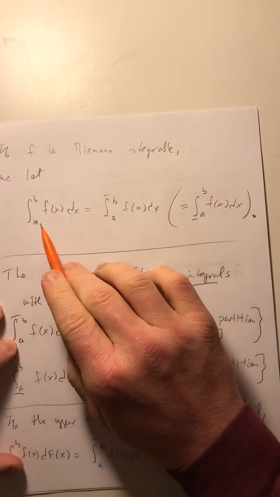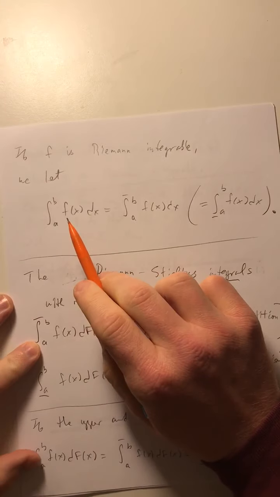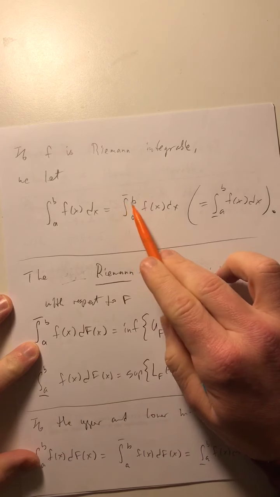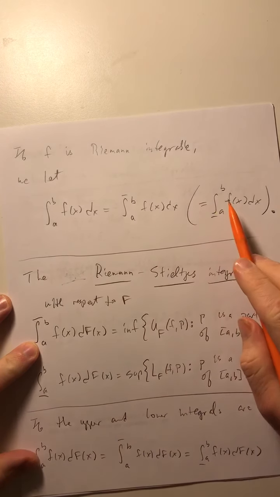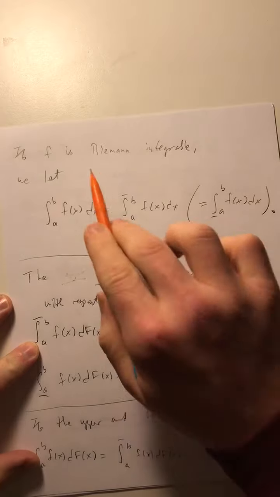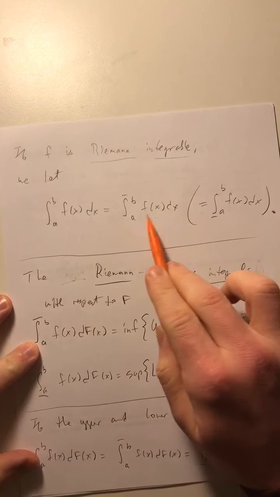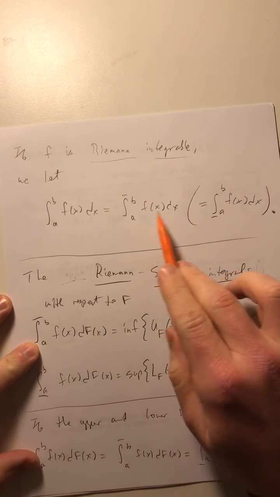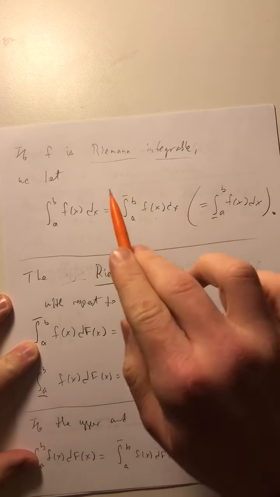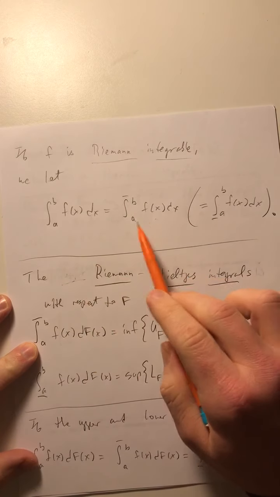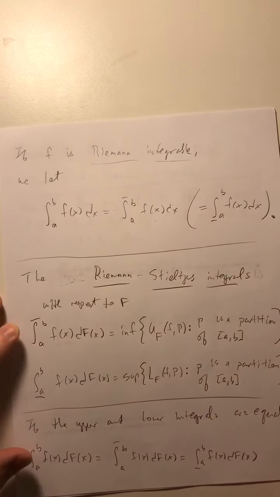Okay? In that case, we define the value of the integral to be the value of the upper Riemann integral, which is, in that case, the same as, right? So if it's Riemann integrable, then these two values are equal. That's the definition of Riemann integrability. And if they're equal, then the integral is just the common value of those things.